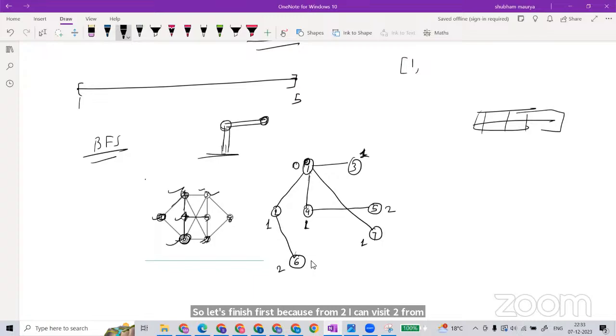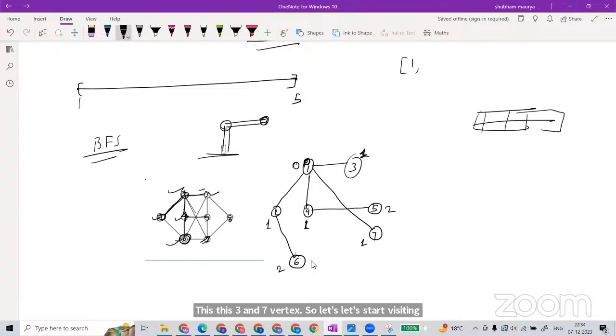From 1 I visited 2, 4, 3, and 7. So these remain, no? This 3 remains, and 7 remains. These have label 1. So let's finish these labels first, this 3 and 7 vertex. So let's start visiting 3. Even 7 we can do.